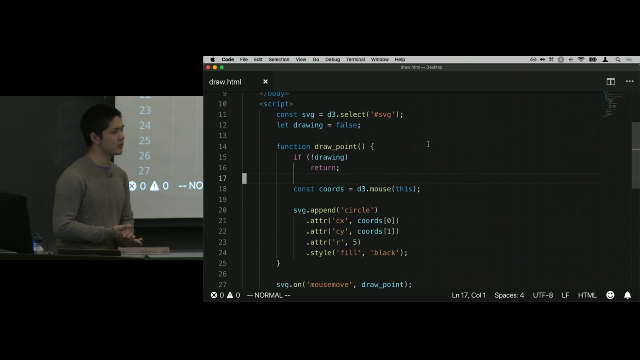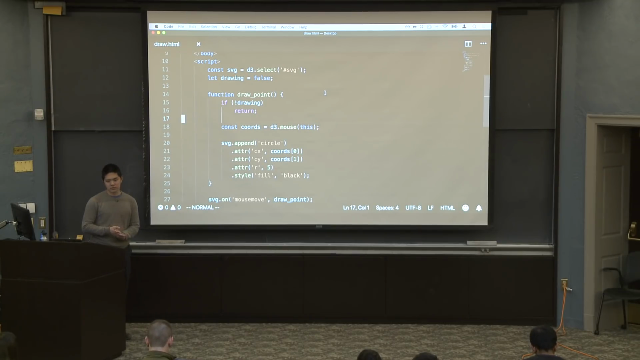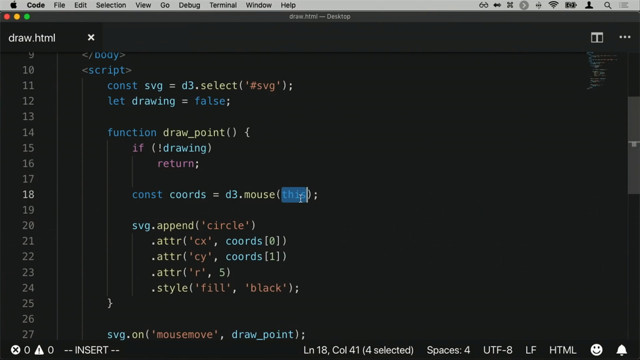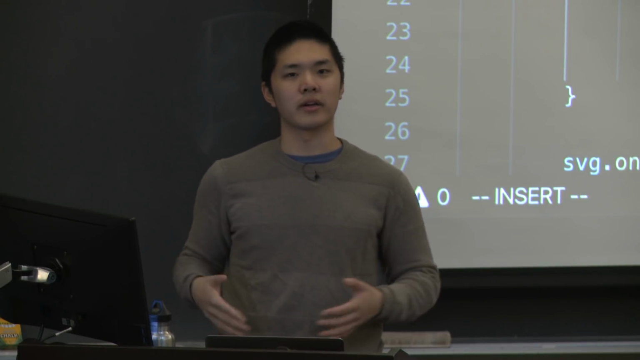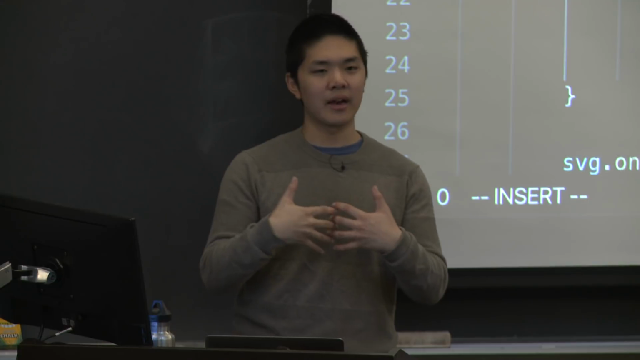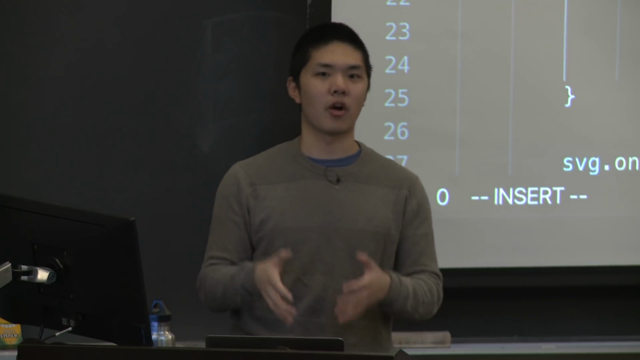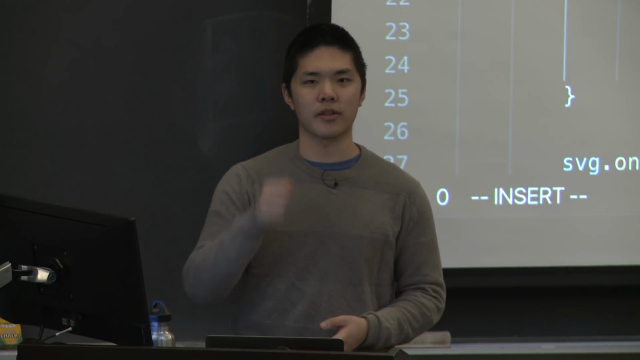Questions about that? Yeah? What is it again that you're doing on line 18 with D3 mouse? D3.mouse this, you can just think of this as referring to the current event, the event of clicking. And D3.mouse this is just a special D3 function that's going to say, for this click event, where was the mouse? In other words, what were the coordinates of that position? And so we can use that to give us information about where to actually draw the circle, because we want to draw the circle wherever the mouse currently is.